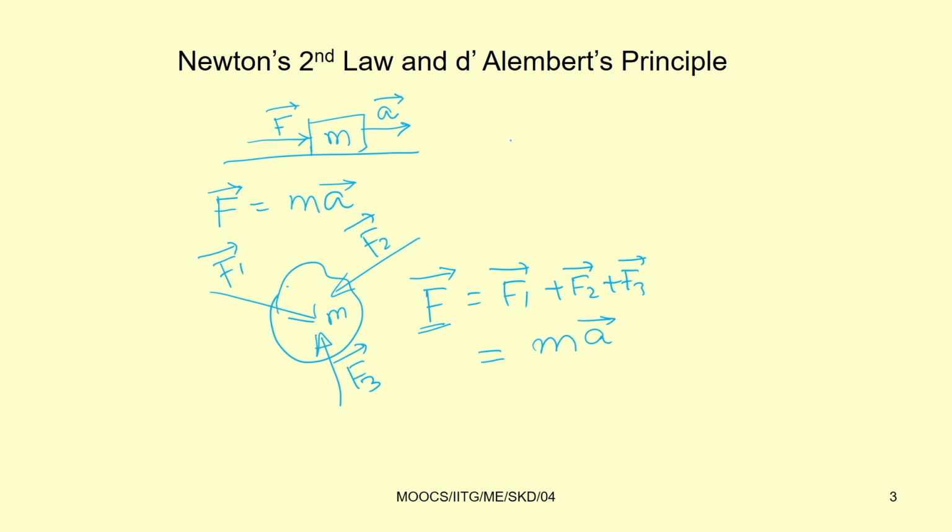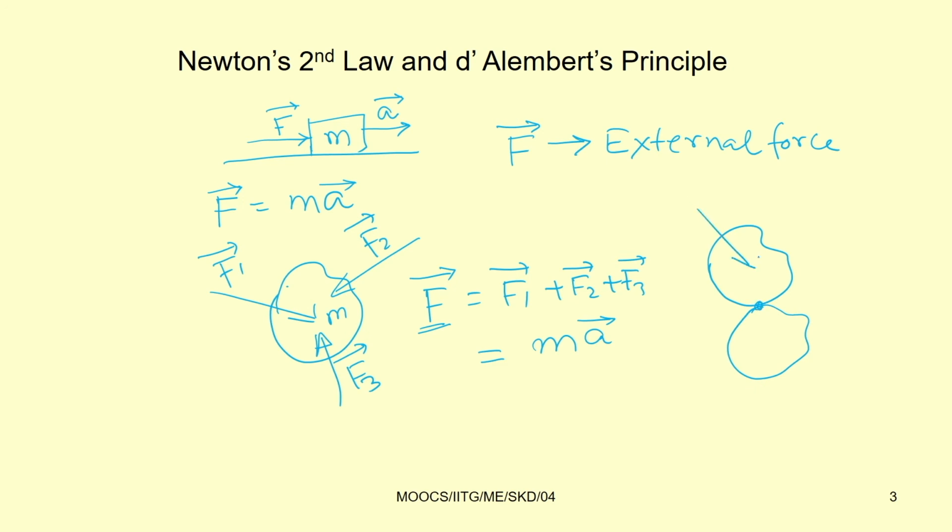You should note that F is the external force acting on the system. So, let us consider one system and another system, and they are in contact. This is a 2 degrees of freedom system. Here a force is acting on each. This is mass m1, this is mass m2, this is force F1, and this is force F2.